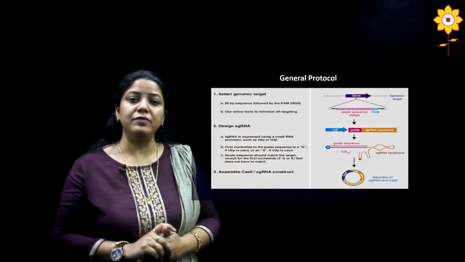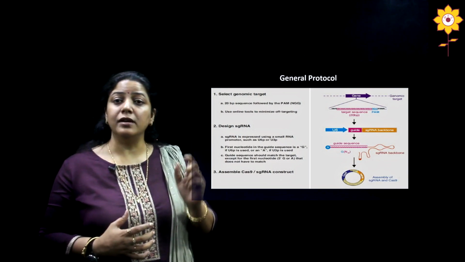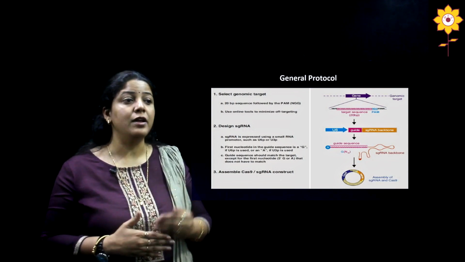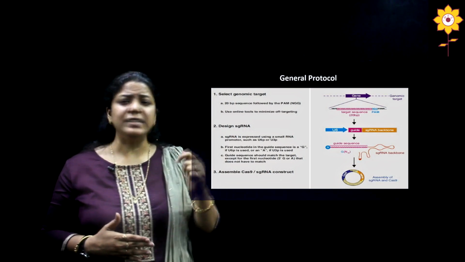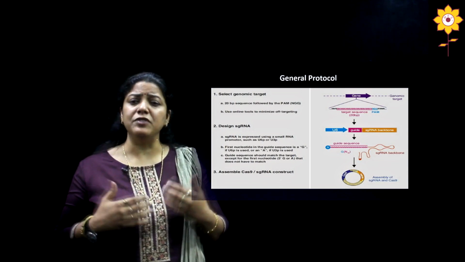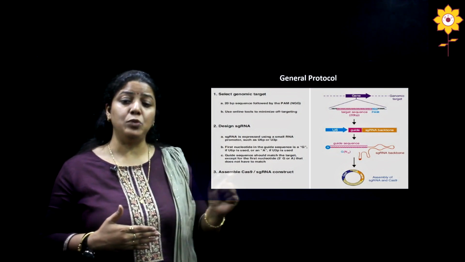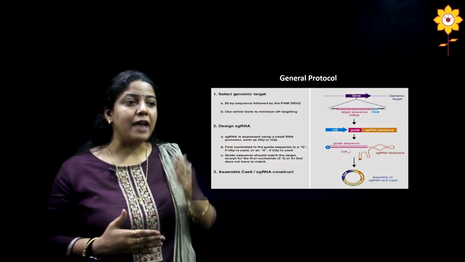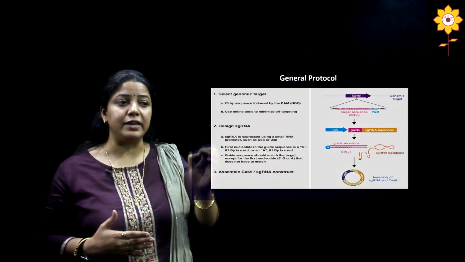The first step that we have to do is select the genomic target. A 20 base pair sequence which needs to be modified is selected, along with a PAM region. This PAM region will be NGG, where N means any of the nucleotides can be there. We will be using different types of online bioinformatic tools to check whether this 20 base pair sequence is unique. It has to be unique so that we can reduce off-targeting. We have to take care that off-targeting is not taking place.